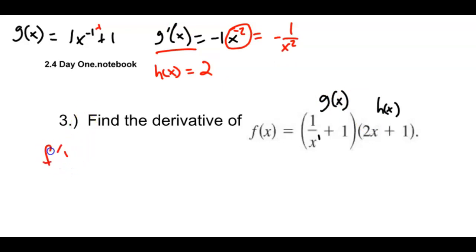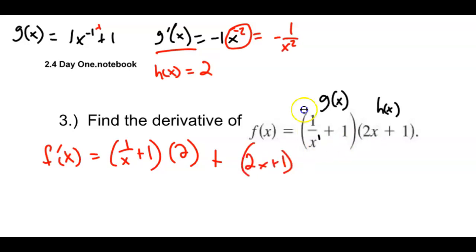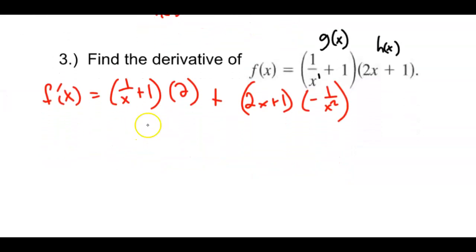Now I'm going to find the derivative of f, the function f. So if you remember the rule, it is the first function times the derivative of the second, right? The derivative of this one, plus the second function times the derivative of the first. Now, we simplify by multiplying. 2 times 1 over x. Remember, you multiply a whole number to the top. So it's going to be 2 over x. And then 2 times 1 is 2.